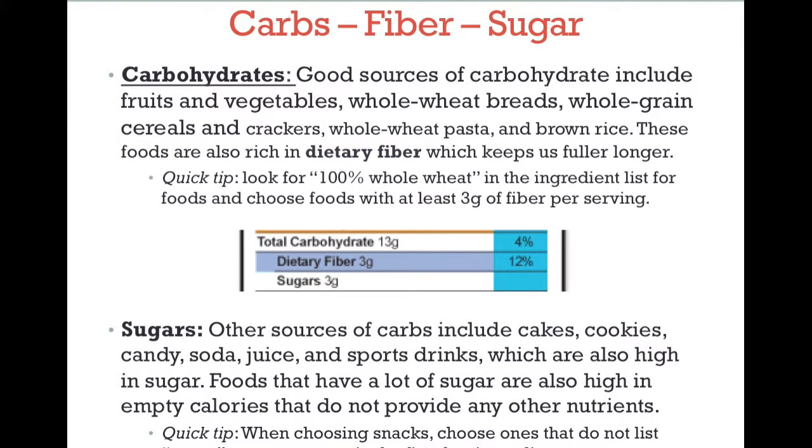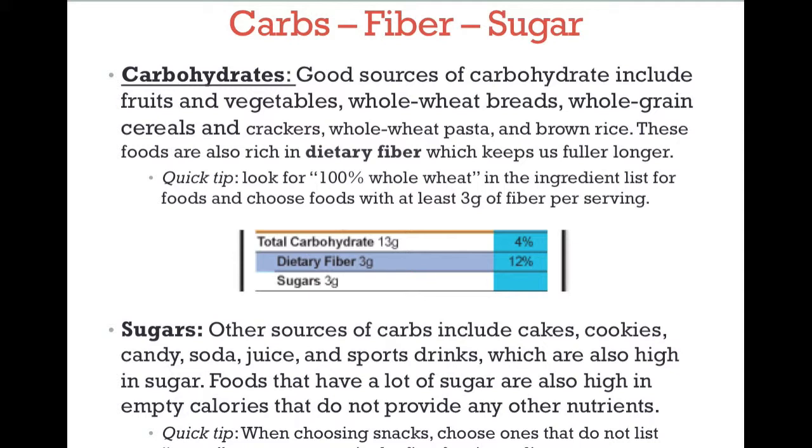Next on the list are carbs, fiber, and sugar. As far as carbohydrates, some parts of our body only work on carbs, such as our eyes and our brain. Most of our daily calories should come from carbs. Good sources include fruits and vegetables, whole wheat breads, whole grain cereals, pastas, and brown rice. These foods are also rich in dietary fiber, which keeps us fuller longer. For a quick tip, look for foods that say 100% whole wheat on the packaging.